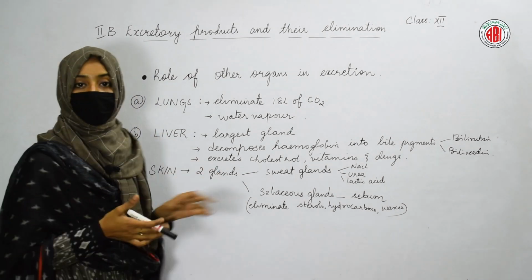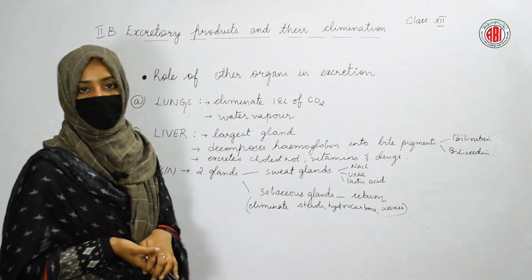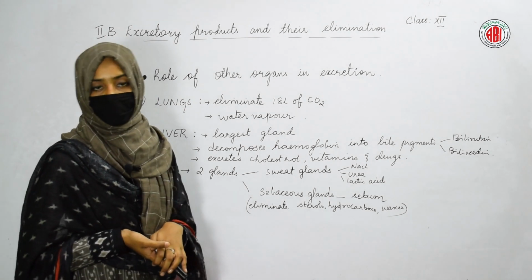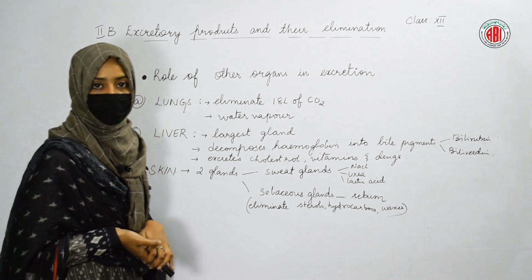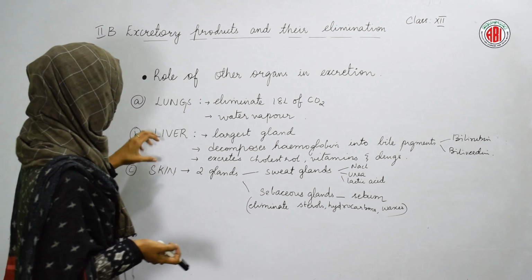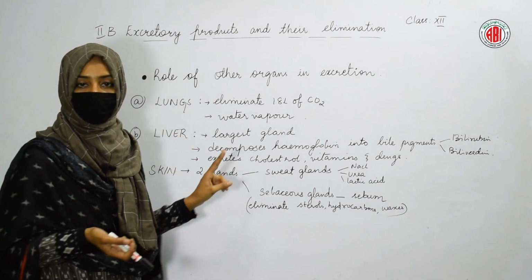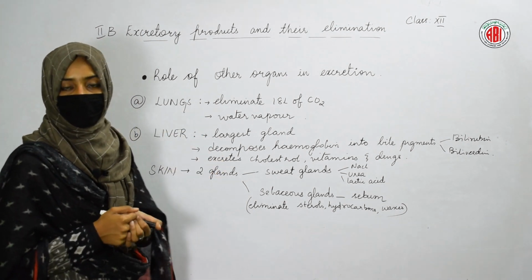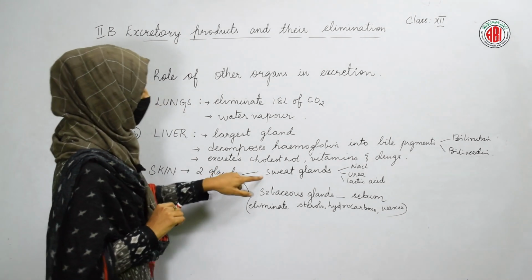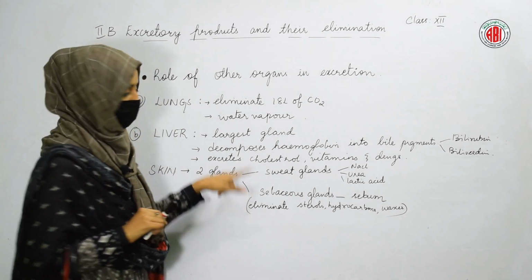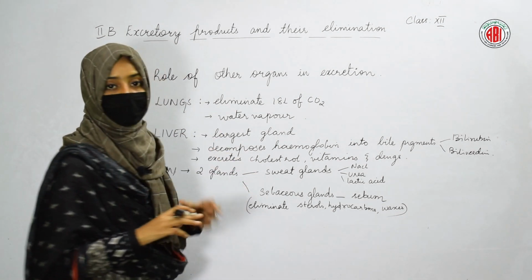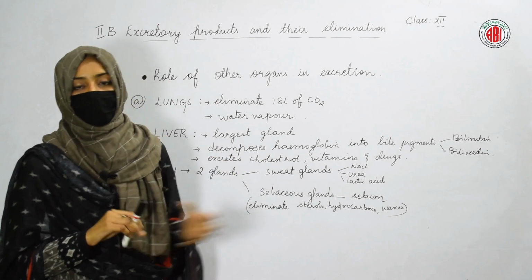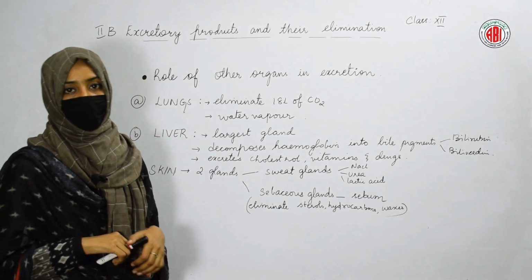Skin can also act as an excretory organ and help in the process of excretion. When we talk about this excretory organ, it shows two glands. Two main glands are present in our skin. One is the sweat glands and the other one is the sebaceous gland. Sweat glands are the glands that secrete different substances in the form of sweat.